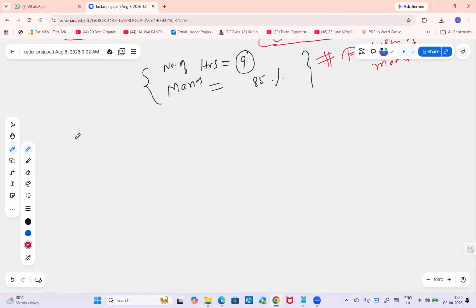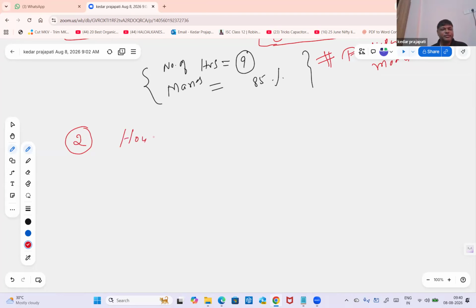Okay, now take another example. That was student marks analysis. In real estate, there is a famous house price prediction.